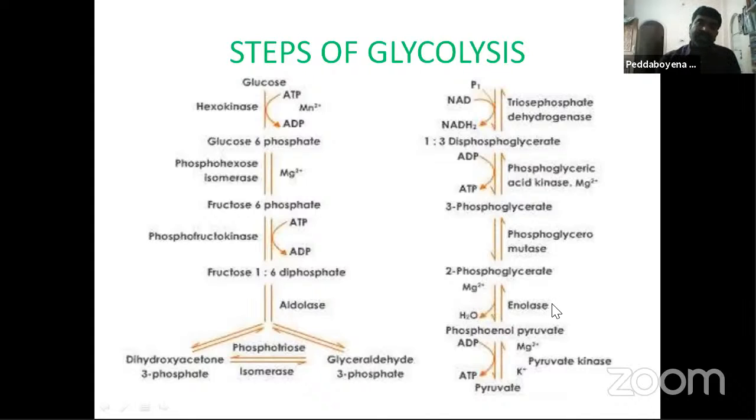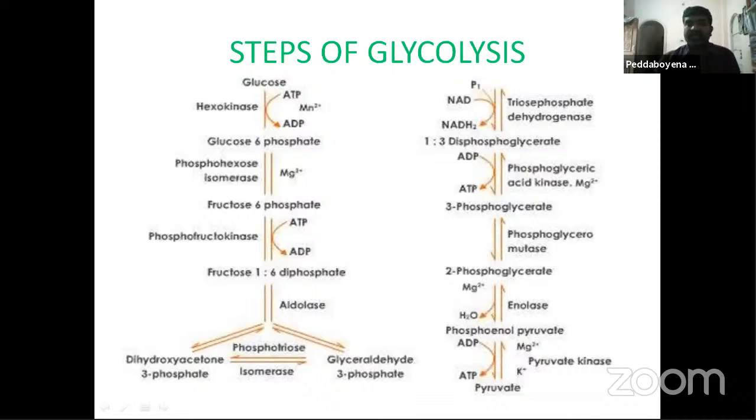This reaction is catalyzed by the enolase enzyme, and it gives rise to phosphoenol pyruvate, PEP. Phosphoenol pyruvate next undergoes dephosphorylation. In this, the phosphate is added to the ADP and ATP is formed. So ADP plus phosphate forms ATP. This is substrate level phosphorylation. Here ATP is formed, and after that pyruvate is formed.